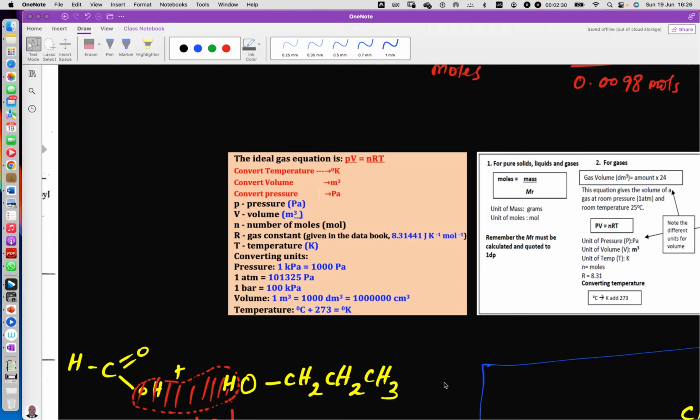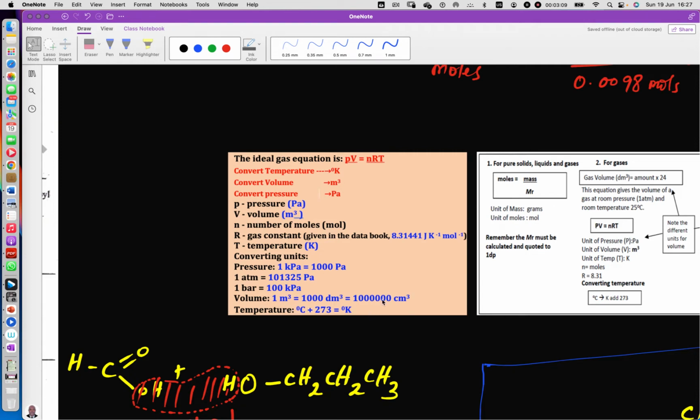Converting to Kelvin, you have to add 273. And in converting the volume, if it is in cm cube, you divide it by 1 million to have m cube. If it is dm cube, you divide by 1,000. Then for pressure, 1 atmosphere into Pascal, 1 atmosphere is 101,325 Pascal. That is what you are supposed to do.